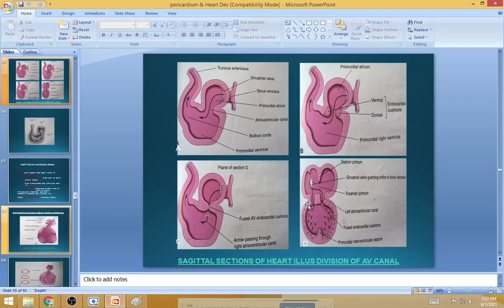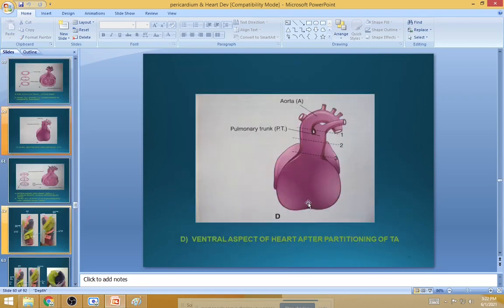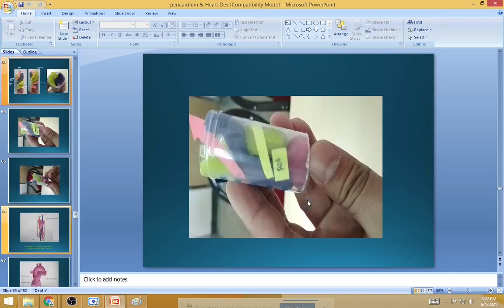Now you see those: the formation of the atria, the formation of the ventricle, the septa in the atria, the septa in the ventricles are done. Now the spiral septum is done.